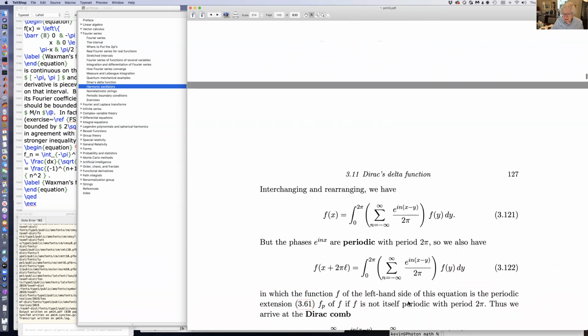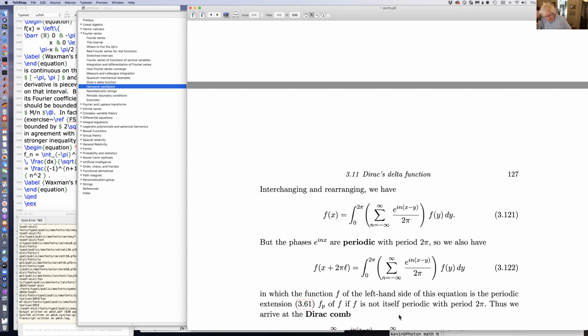These factors here are periodic with period 2 pi. So it must also be true that f at x plus 2 pi L is equal to this, where what is meant on the left-hand side is the periodic extension of the function f. So if f is not only a smooth function, but also a periodic function, then this equation is literally true because these factors are periodic. If, on the other hand, f doesn't cooperate, is not periodic outside the interval 0 to 2 pi, then on the left-hand side, we need a little p here as a subscript. And what we're talking about here is the periodic extension of f.